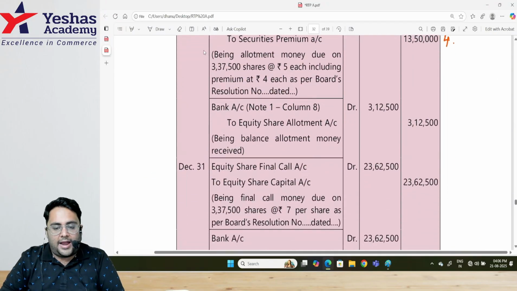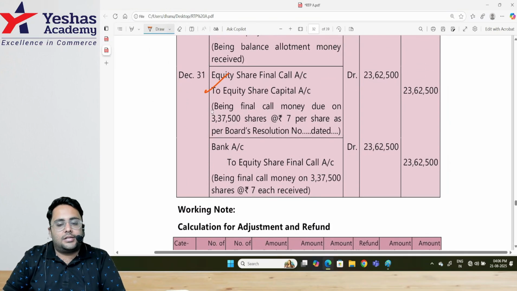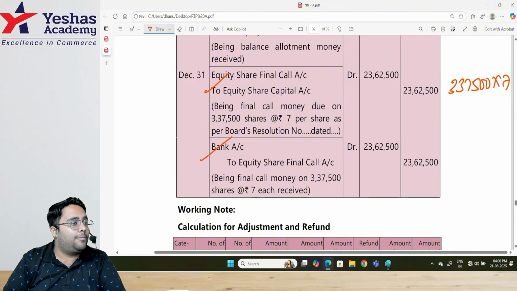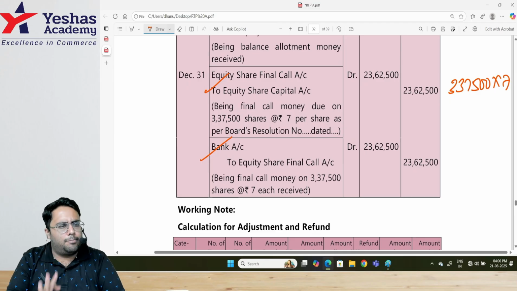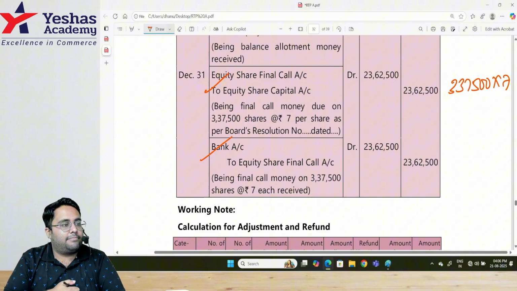Below this, I will record bank to share allotment, column number 8. Call money due, call money received, no complaints over here. 337,500 into 7 rupees. How 7 rupees? Issue price 14 minus application minus allotment. Pro rata allotment, simple. How many of you got it right? Very good. 10 marks in the exam.